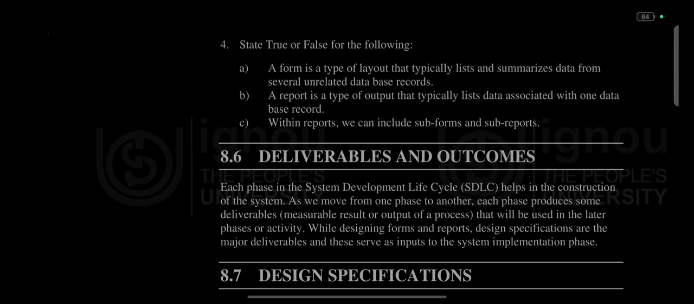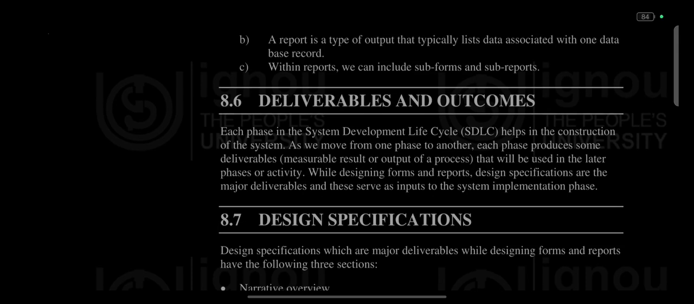Deliverables and outcomes 8.6. Each phase in the system development life cycle (SDLC) helps in the construction of the system. As we move from one phase to another, each phase produces some deliverables, measurable results or outputs of a process that will be used in the later phases or activity. While designing forms and reports, design specifications are the major deliverables, and these serve as inputs to the system implementation phase.